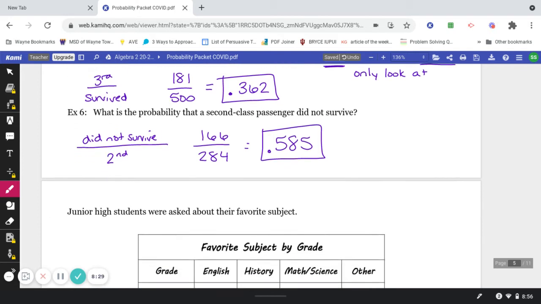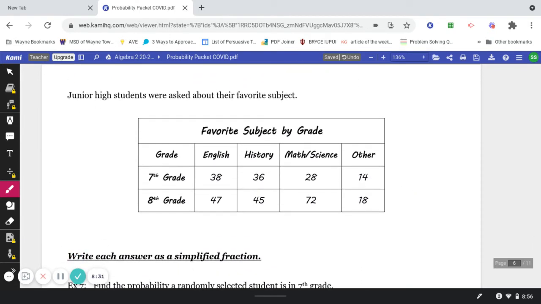For the next problem, we're talking about junior high students asked about their favorite subject. And you can tell already here you are missing the totals for your table. So the first thing we're going to do is finish off the table by getting all of our totals. So we're going to add each of our columns. You're going to add English and put the total right here. History, total it up right there. Math and science, write your total right there.